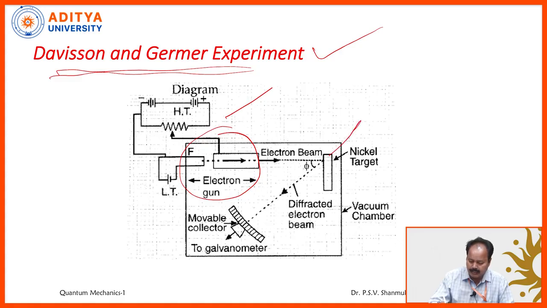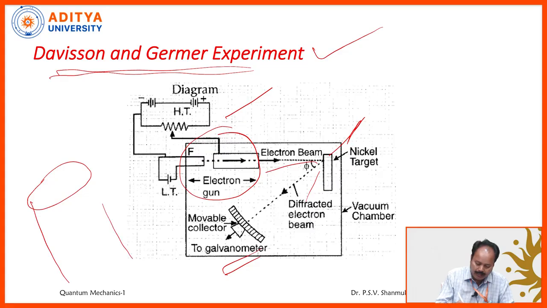This is a target, that is actually a single nickel crystal. The target is the single nickel crystal. So after striking this single nickel crystal, electrons actually will be scattered in different directions. Of course, to collect or receive these electrons, there must be a collector. Here, this is the collector. The collector is mounted on a circular graduated scale. That collector is actually a coaxial cylinder. This kind of coaxial cylinder is there.